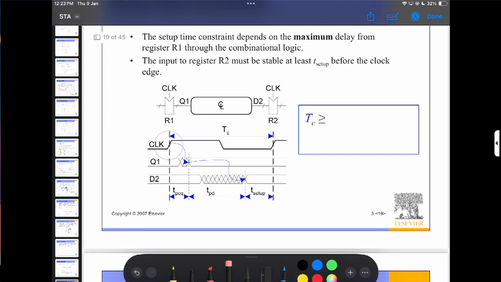Okay, here is my clock, and this is the TC. So TC should be TPCQ plus TPD plus T setup. So TC should be greater than TPCQ plus TPD, that is the propagation delay, plus T setup. So basically all of these should be maximum.